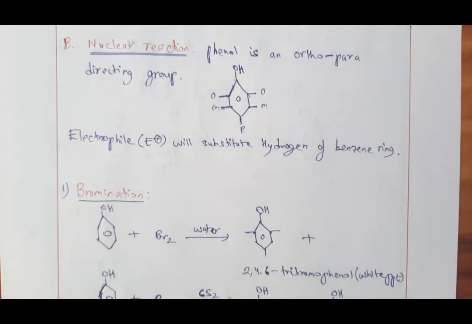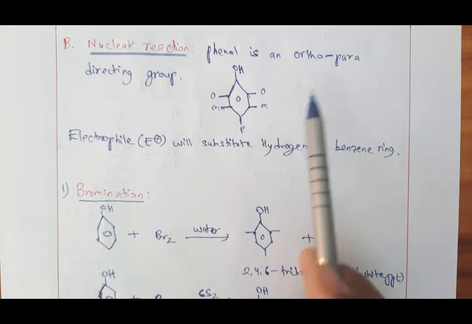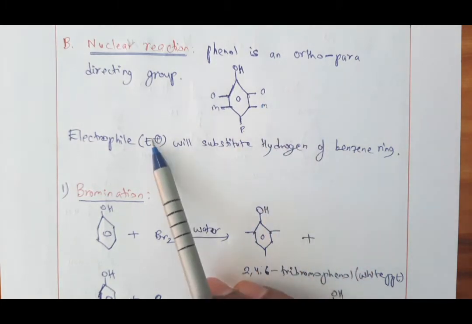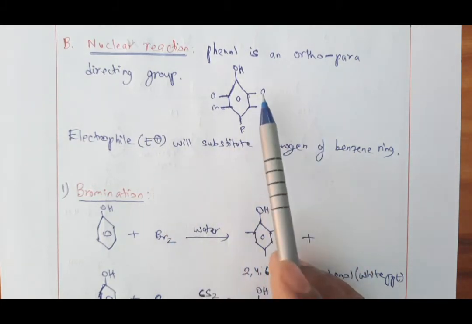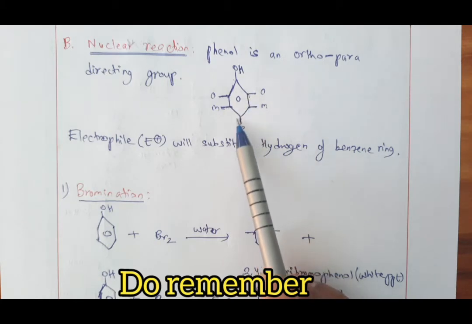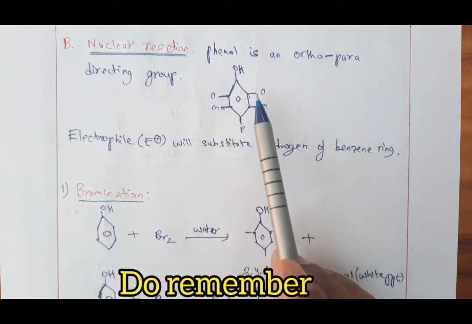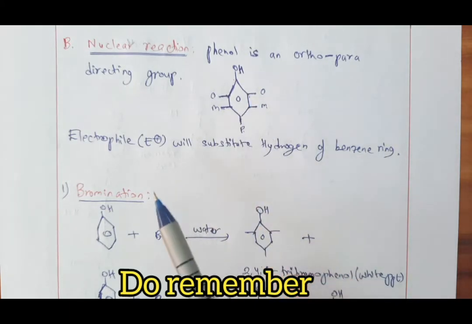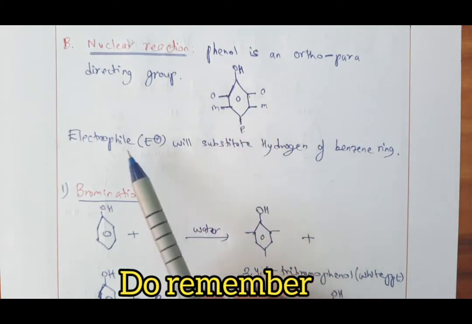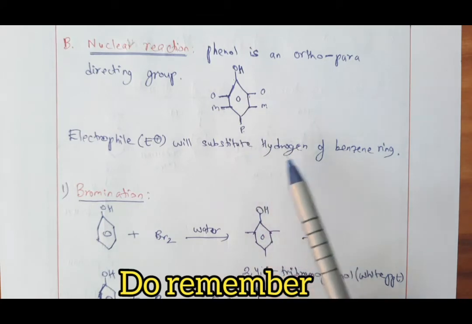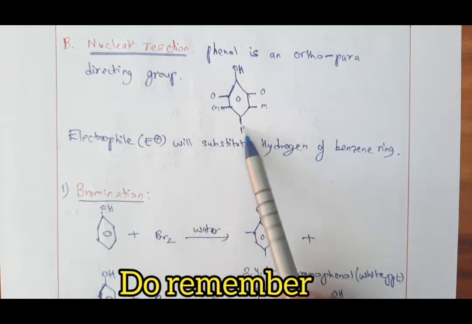Students, you came to know that phenol is an ortho-para directing group from the resonating structures. Whenever an electrophile, which is electron loving, attacks, it attacks electron-rich places like ortho and para. It will never attack the meta position, which makes it an ortho-para directing group, and it will form ortho or para products, but never the meta product. And this electrophile will substitute the hydrogen present here. So it's an electrophilic substitution reaction, or in general we say a nuclear reaction.